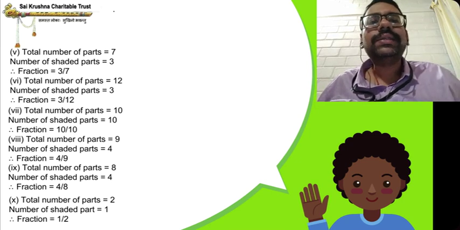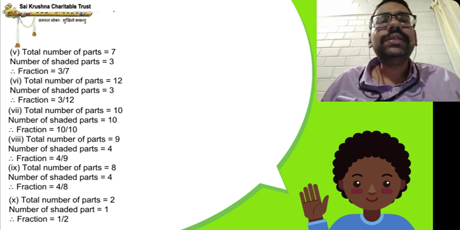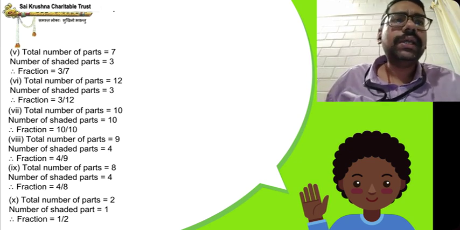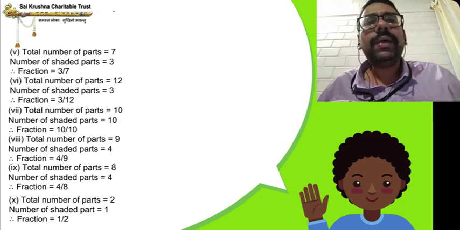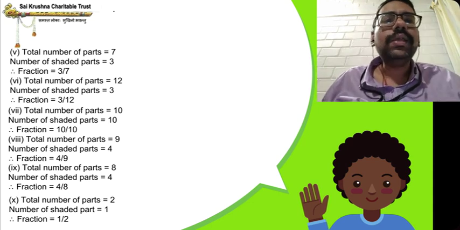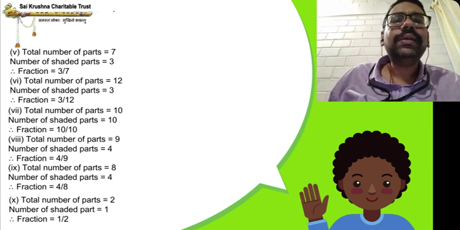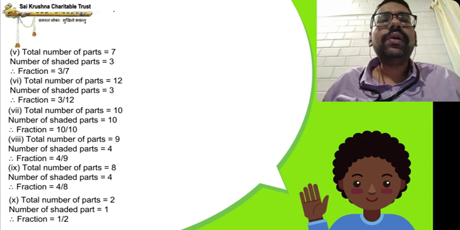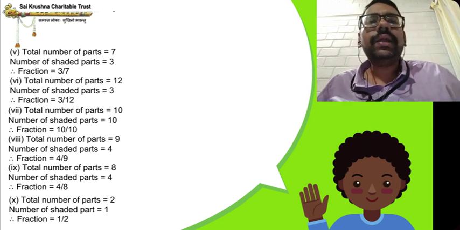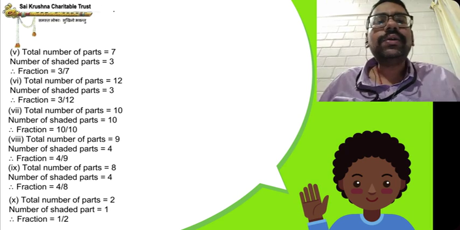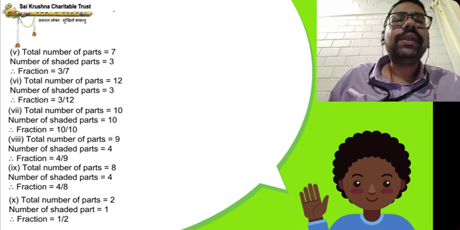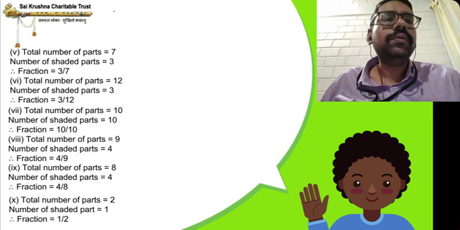Next, total parts 9. Number of shaded parts is 4. 4 out of 9 parts are shaded. Therefore, how do you represent it as a fraction? 4 divided by 9. Next, total number of parts 8. Number of shaded parts is 4. Fraction shaded is what? 4 out of 8 or 4 divided by 8. Next, total number of parts 2. Shaded part 1. So, fraction shaded is 1 out of 2 or 1 by 2.